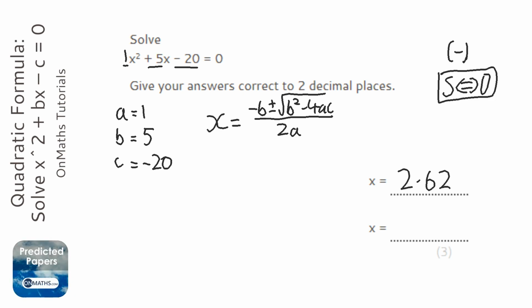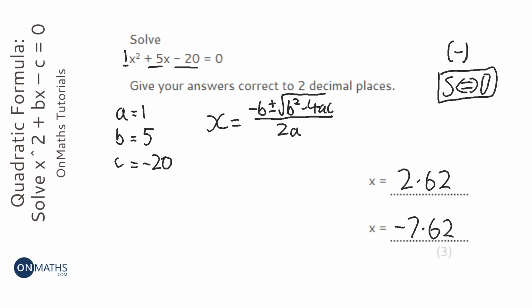Then I'm going to, instead of writing the whole question out again, use the cursor button to go back to that plus and change it to a takeaway. Then I'm going to press equals, and this time it's minus 7.62, and those are my two answers.